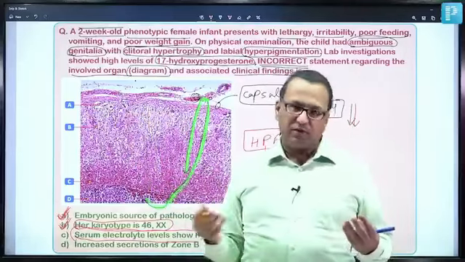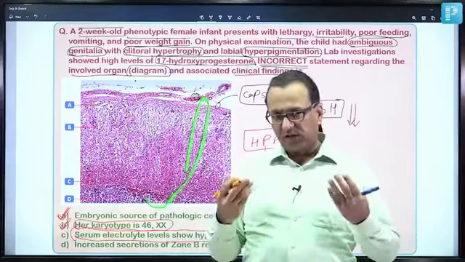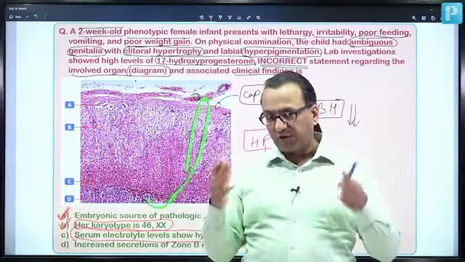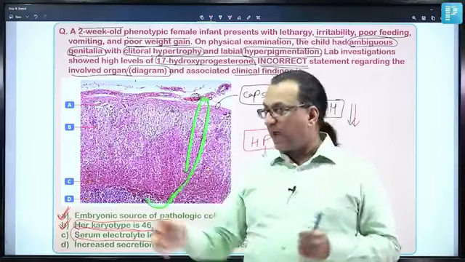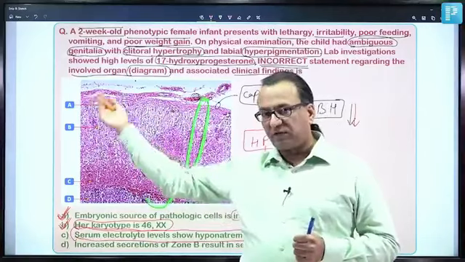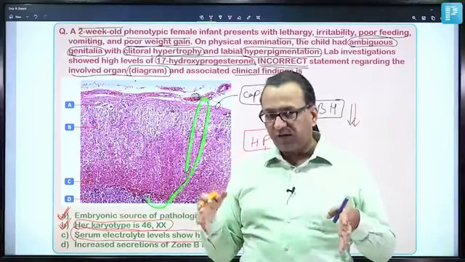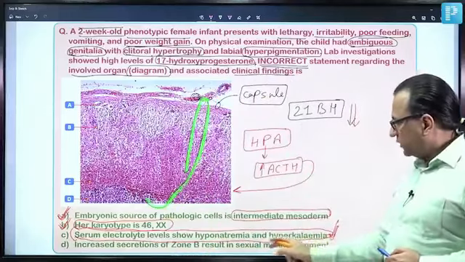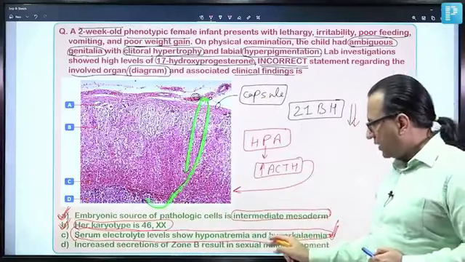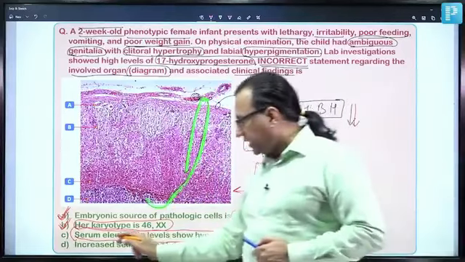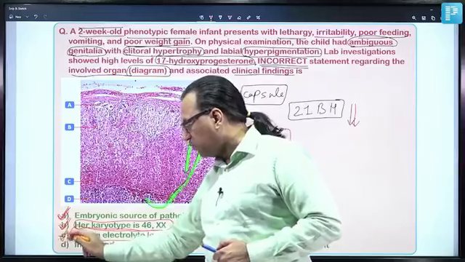Aldosterone is normally working at the distal convoluted tubule for sodium absorption and potassium excretion. But if I don't have aldosterone, then I cannot conserve the sodium. So there'll be natriuresis, and on the other hand, hyperkalemia. So retention of potassium and loss of sodium. Salt wasting type of congenital adrenal hyperplasia. That is also a true statement.